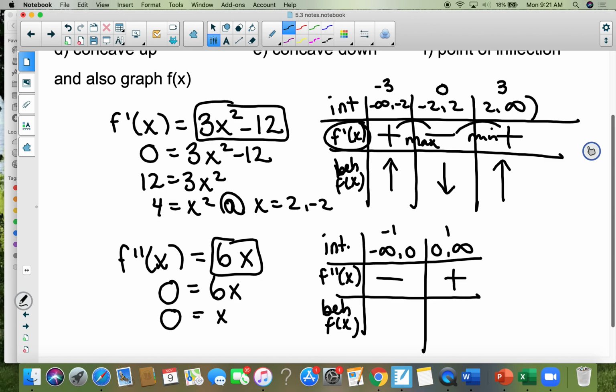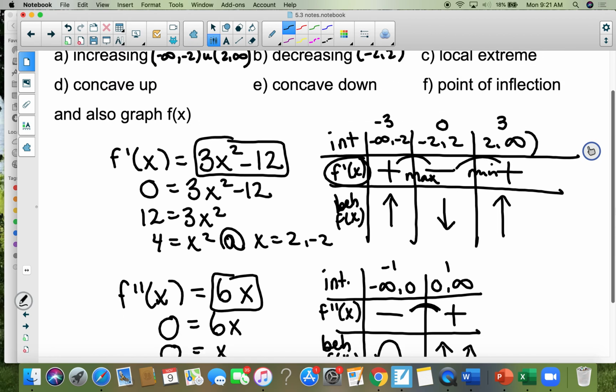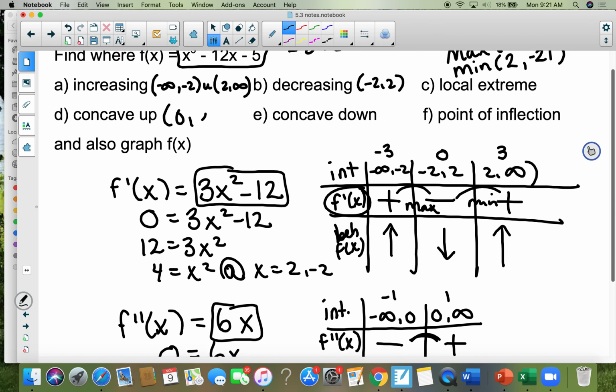The behavior of the original graph is going to be concave down, and this part's concave up. And there's a point of inflection right here where it goes from negative to positive. So I can fill this in. It's concave up from 0 to infinity, concave down from negative infinity to 0. And I also have a point of inflection at 0, comma, negative 5.